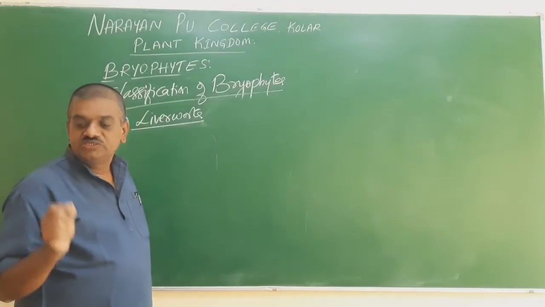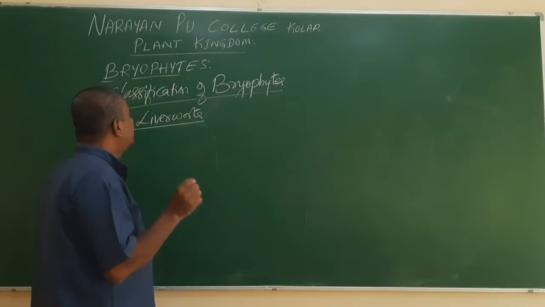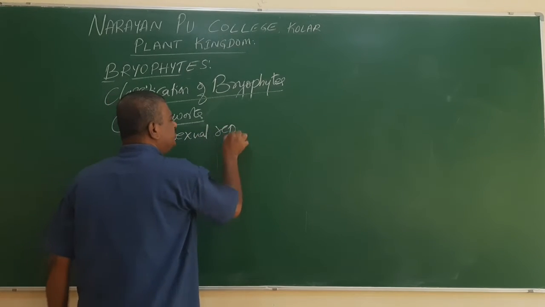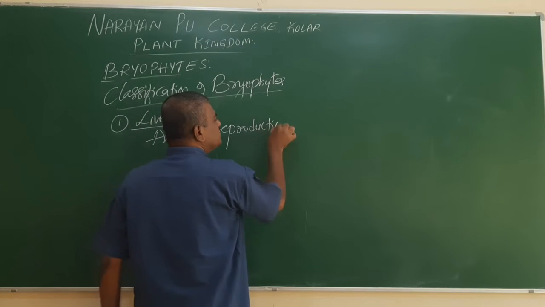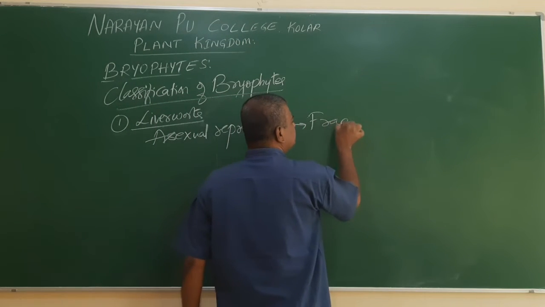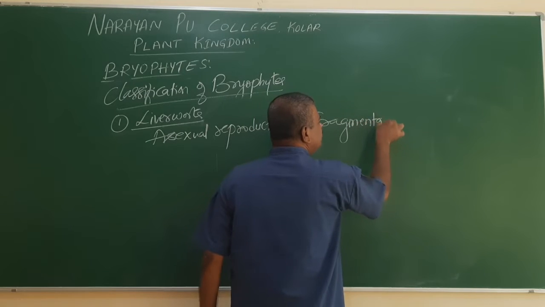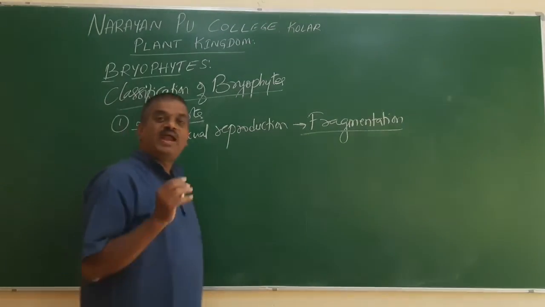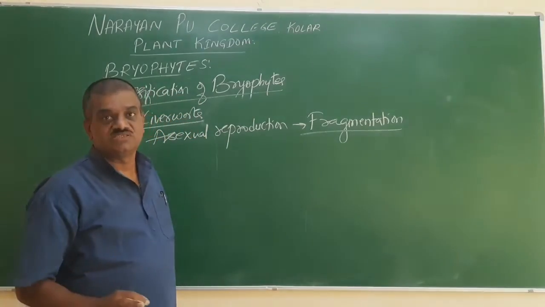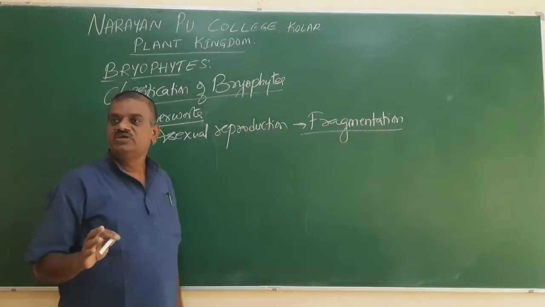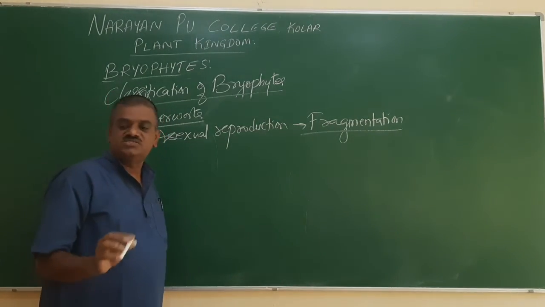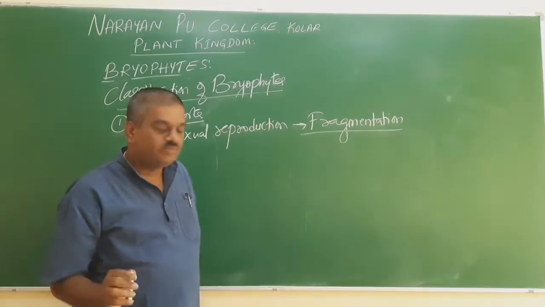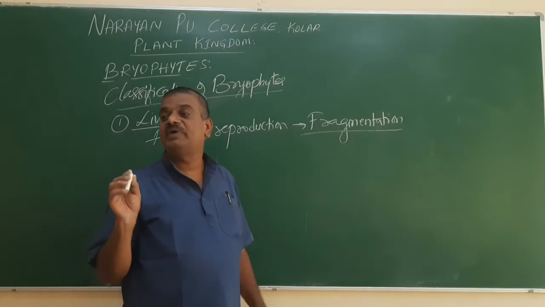Liverworts are also called Hepaticopsida. In this we are talking about asexual reproduction. Asexual reproduction is always by fragmentation. Fragmentation is nothing but the thallus plant body being cut into pieces, the thalloid plant body cut into pieces, which is called fragmentation.